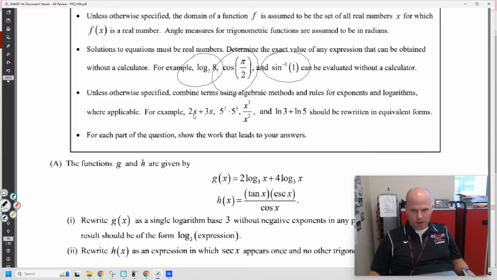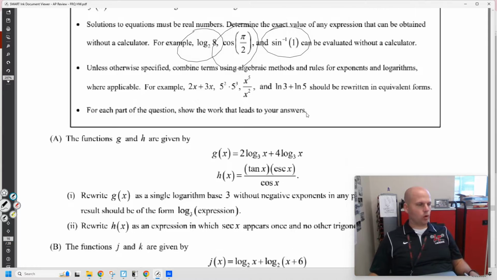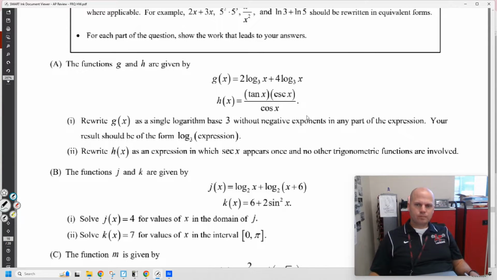You need to simplify. You need to use log properties. This is probably the hardest question, number 4. So practice this question. All right. Functions g and h are given by this.